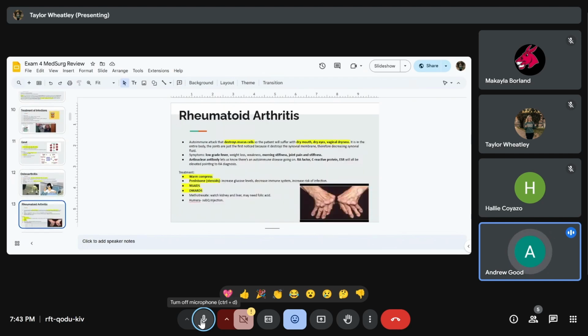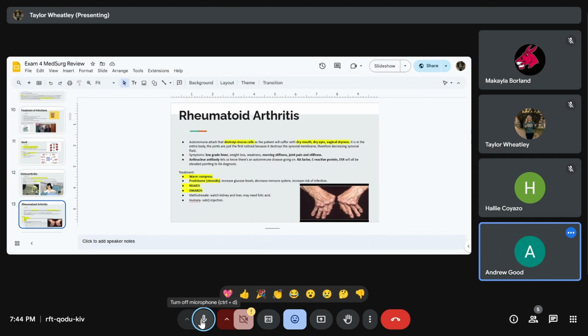So this is where we jump into RA. This is where our immune system goes out of whack. Same thing with the rest, but this one especially. It attacks all the mucous cells within the body. So this is not just a joint problem. This is an everywhere problem, but it's mainly seen in the joints.